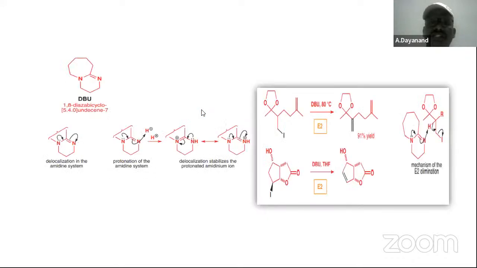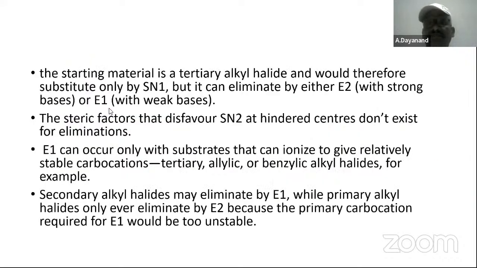E2 elimination takes place. Okay, it is also a strong base. DBU is a strong base, therefore E2 elimination. It is abstracting hydrogen. See, it takes the hydrogen here. Okay, 1,8-diazabicyclo undecene 7.